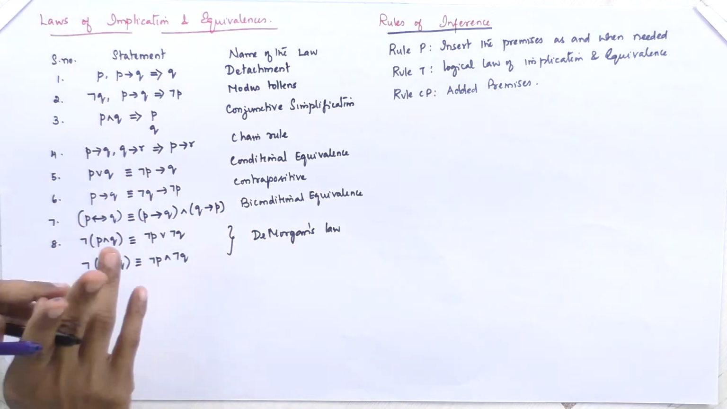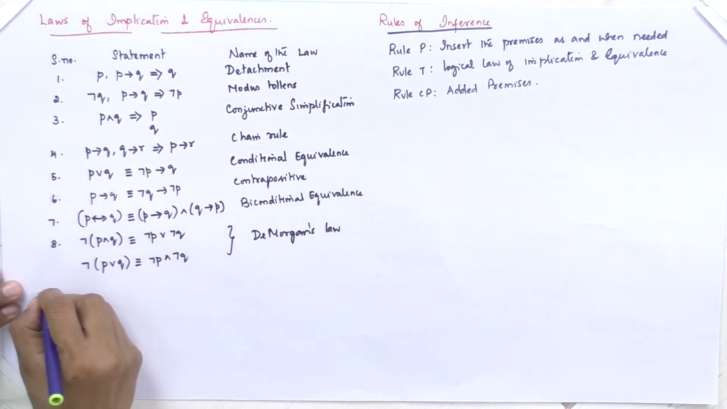I'll repeat this. Rule P is whenever at the time of derivation we are inserting the premises whenever it is needed, it is denoted as rule P. And rule T is any of the logical laws we are applying, we will say it to be rule T. And rule CP is if we think that if this premise would have been there, definitely we would have got the conclusion. In that case, we can add a new premise. Whenever we are adding a premise in order to get the conclusion, then that will be called rule CP, that is conditional proof.